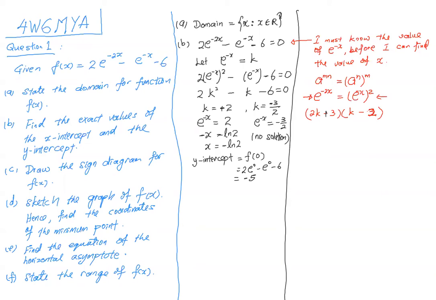Now let's go to part C. Whenever we draw the sign diagram, we have to draw this is the domain. May I know which number I must mark? Kevin, you are not here, are you? No. Cindy? What number should I mark on the x-axis here? Cindy, please.